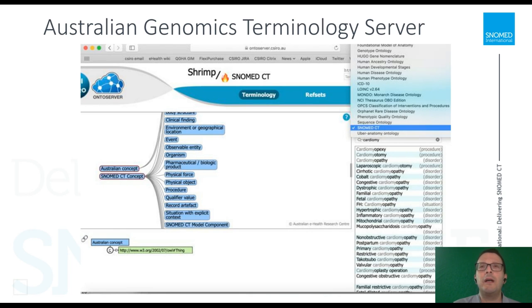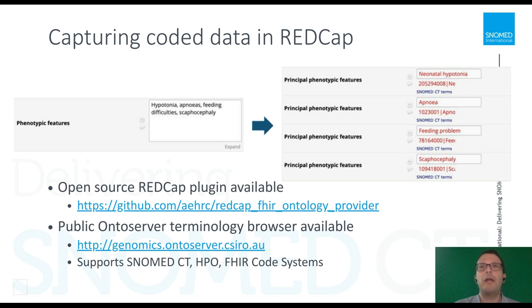This is a user interface for our terminology server, so it lets you explore some of the terminologies that are loaded in it. Here you can see we have SNOMED CT. It's really interesting because it lets you navigate through the hierarchy and get a hierarchical view, or more of a graph view, of these ontologies.